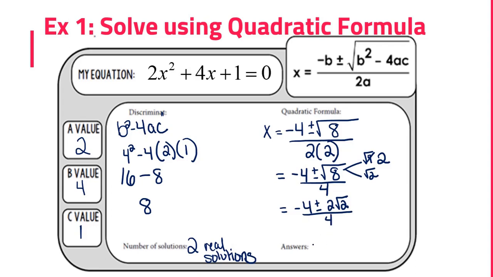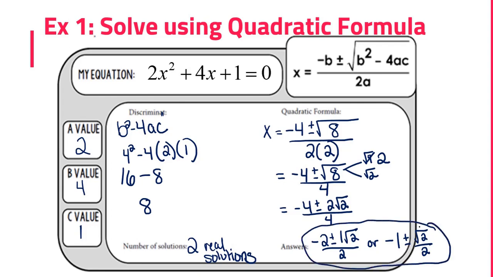I could take a 2 out of everything, right? Technically, I could break this into 2 pieces as well. So I'm just going to take out 2 for everybody. It's going to be negative 2 plus or minus 1 square root of 2 all over 2. Or you could have written negative 1 plus or minus square root of 2 over 2. Those would both be acceptable answers in this case.